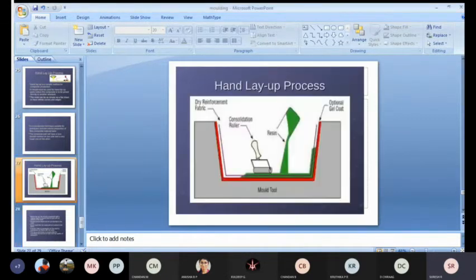Any doubts in the hand layup process? Is there any doubt in the hand layup process? Kindly reply, is there any doubt? No, sir.